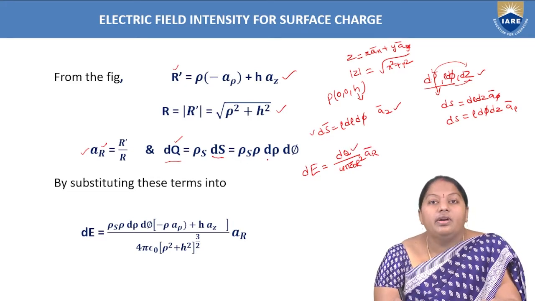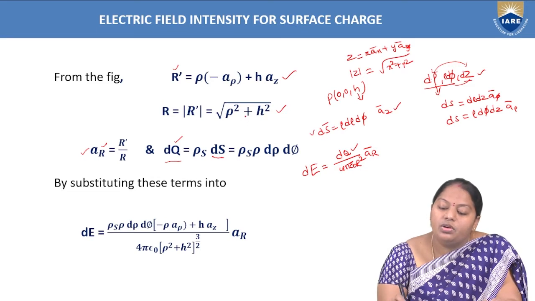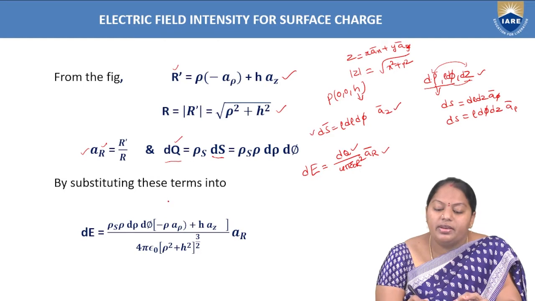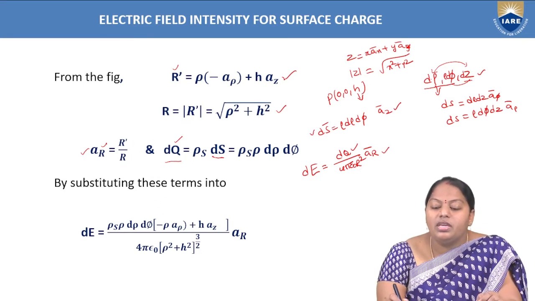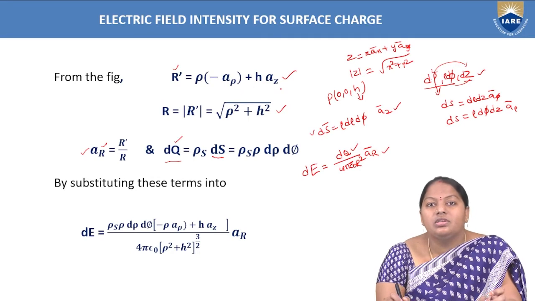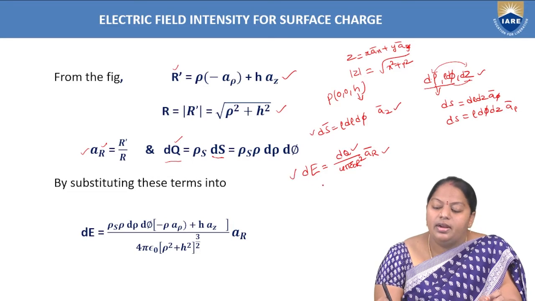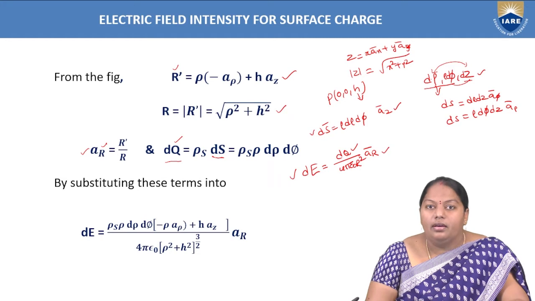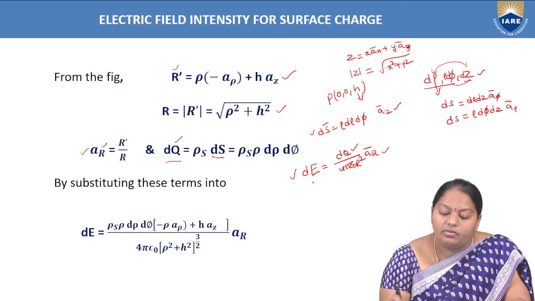Rho s into rho d phi by 4 pi epsilon naught, which is a constant, then r square. So r is given by the root of rho square plus h square, and the formula for ar is r dash by r. What is r dash? That is given by minus rho a rho plus h az. So all these assumptions we need to substitute in dE equals dq by 4 pi epsilon naught r square into ar. Right? So now we substitute all this into this equation.